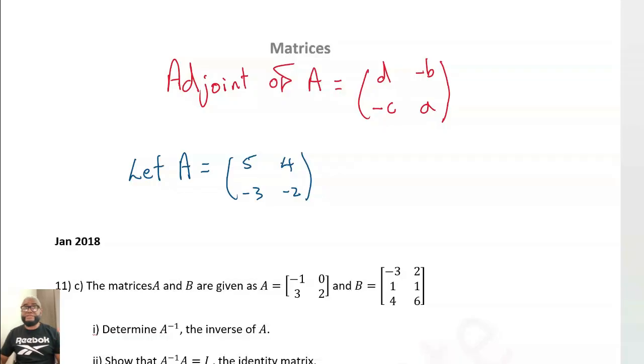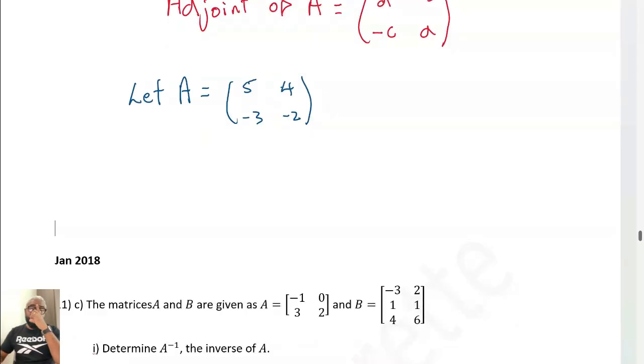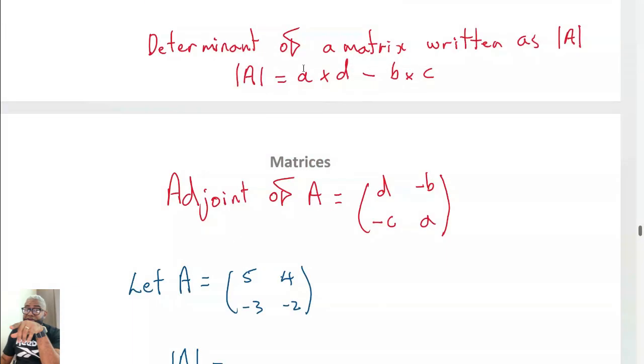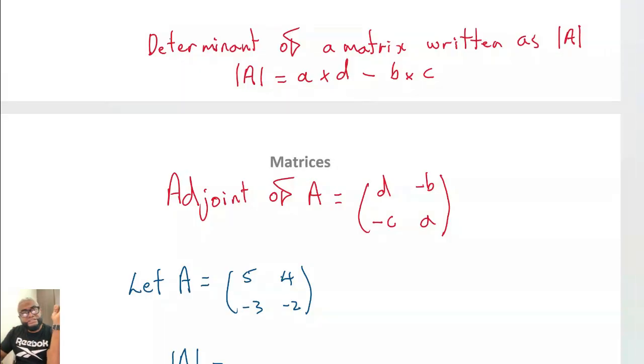Everybody good here? This is the matrix. We're saying let A be equal to that. We want to find the inverse of A, but to find the inverse of A, I must first find the determinant of A. What did I just tell you the determinant of A is? It's right here. I want to write this better, so I'm going to put the multiplications properly.